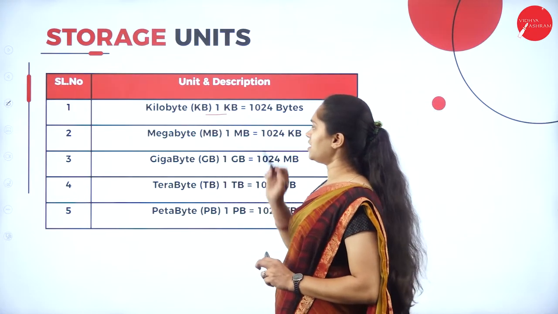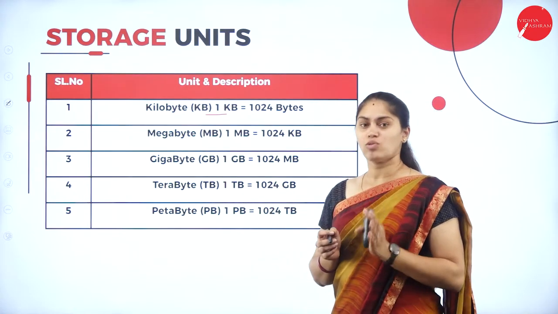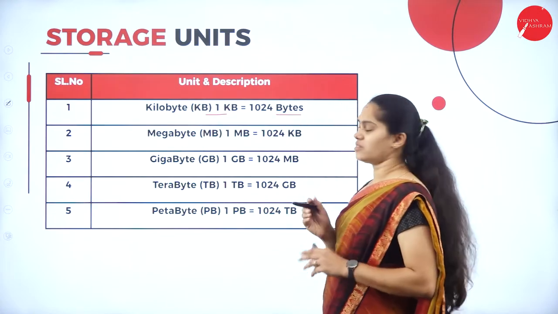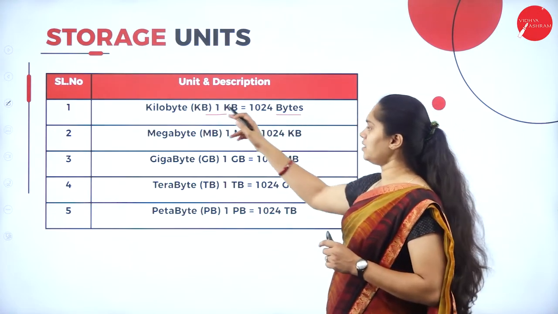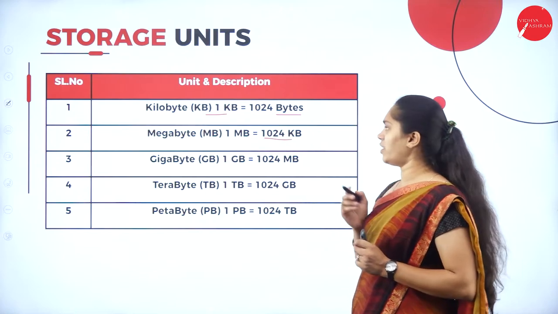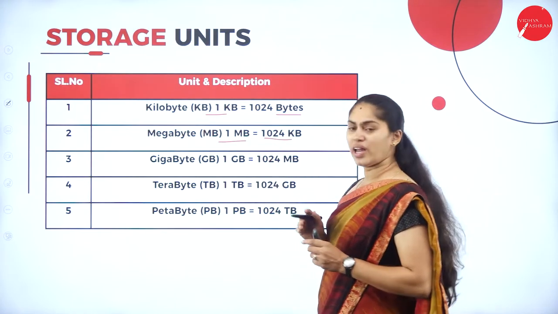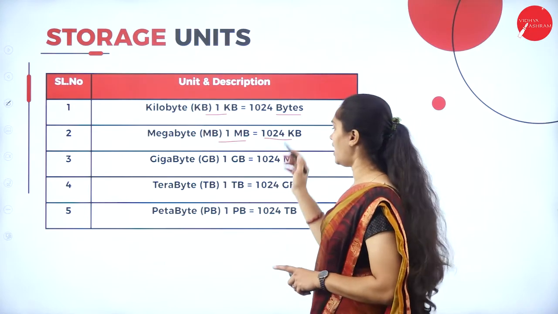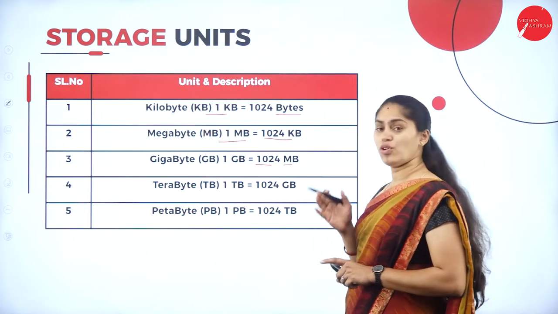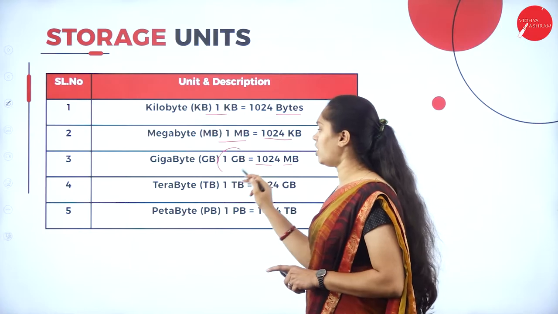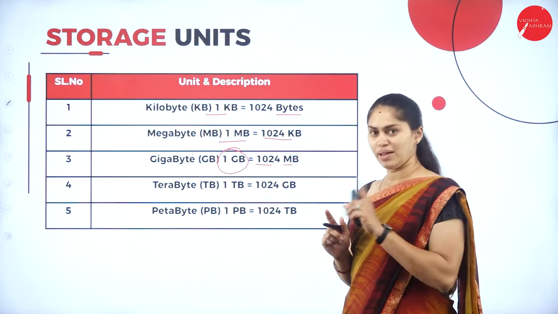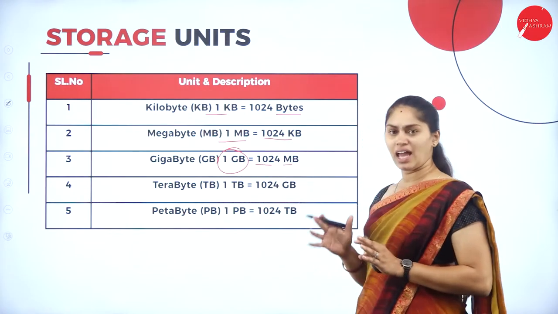And what is KB, or a kilobyte? 1024 bytes will be considered as 1 KB. And 1024 kilobytes is equal to 1 MB, or 1 megabyte. And next we have 1024 MB, that will be equal to how much? 1 GB. 1 GB is equal to 1024 MB.